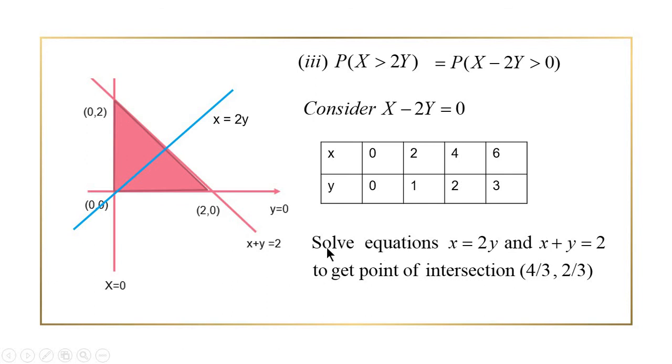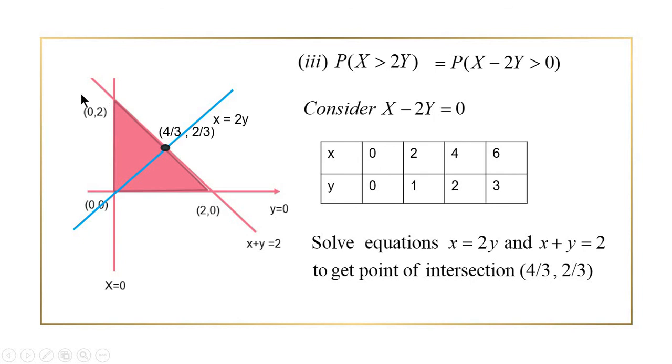Now, solve these equations, x equal to 2y and x plus y equal to 2. We get a point of intersection 4 by 3, 2 by 3. And this is my point 4 by 3, 2 by 3. Now my question is whether the region is below the blue colored line or above the blue colored line.